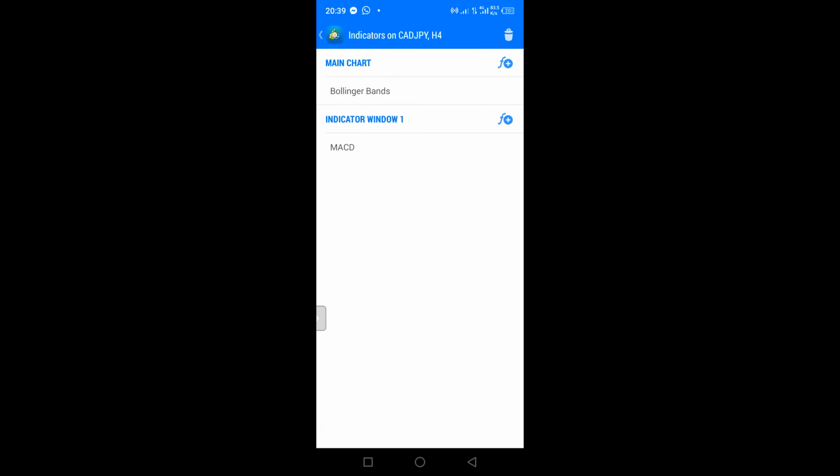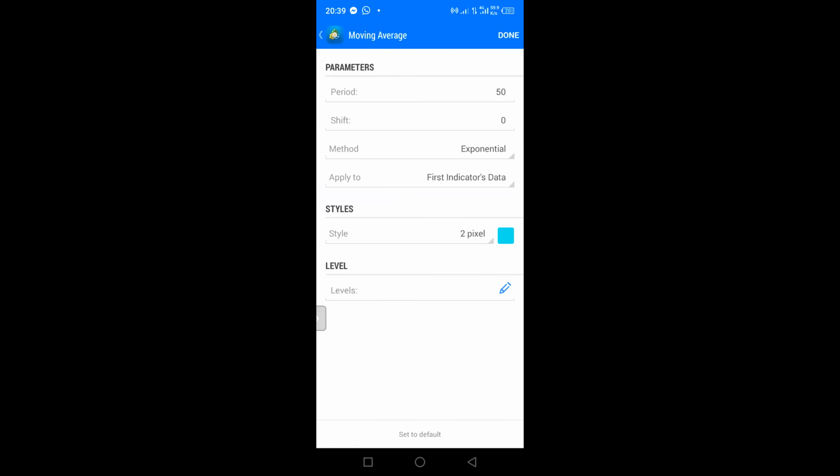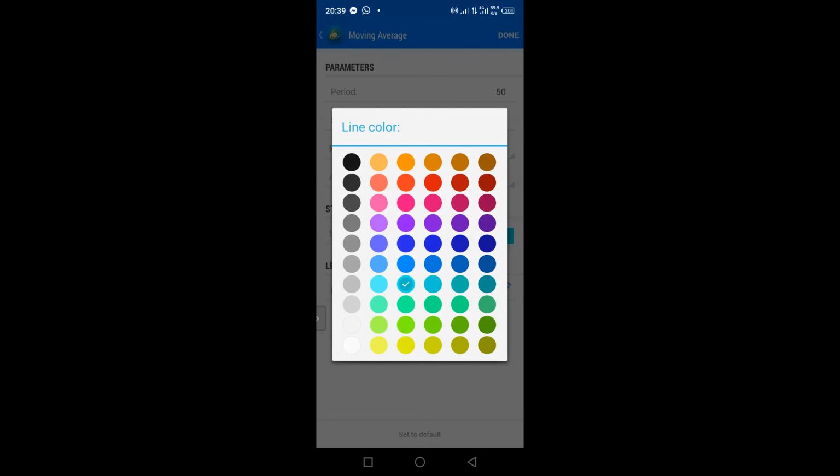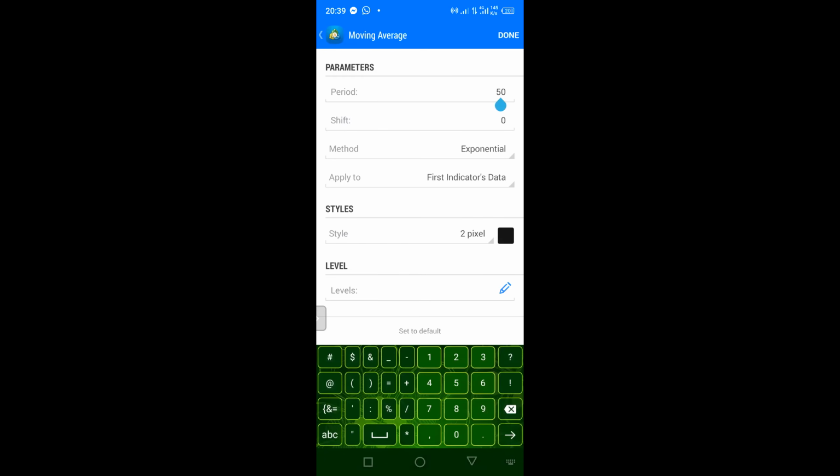Then I'll go back and click on my F plus for indicator window. I click on my F plus for indicator window, and I'm going to add a moving average. I'm going to change this to something like black so it could be seen. I'm going to change the period to, let's say, 70, just so it can be different, and I'll click on done.